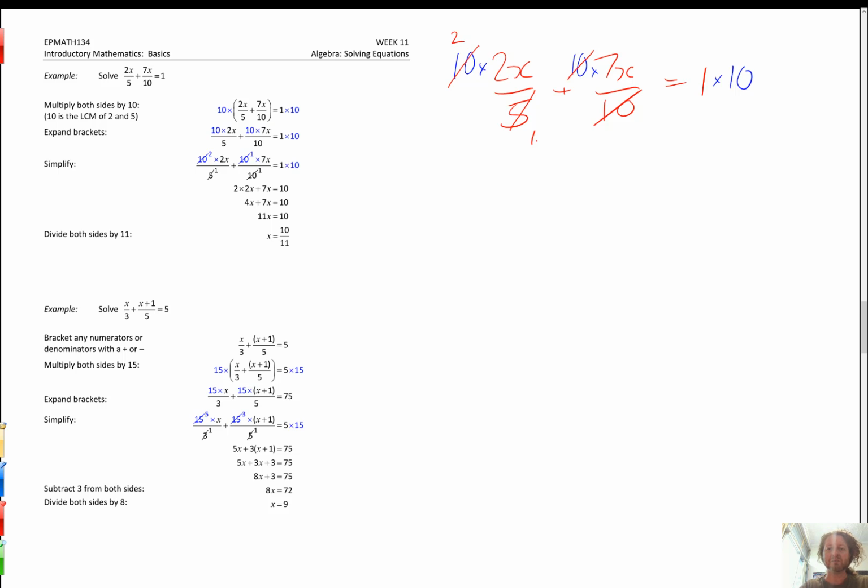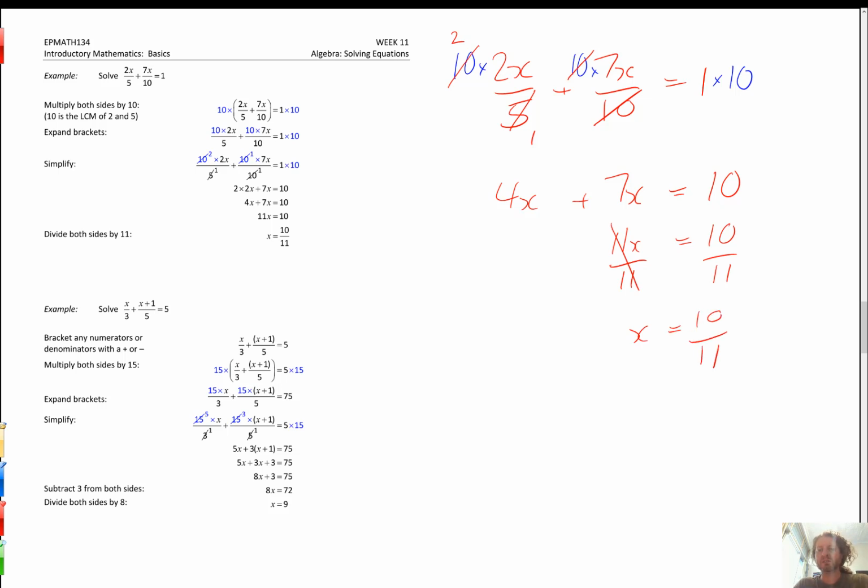Now it just says 2 times 2x, which is 4x, plus I've just got a 7x, equals 1 times 10 is 10. 4x plus 7x, well, we know that's 11x equals 10. And let's get rid of that 11 by dividing both sides by 11. In other words, x equals 10 on 11.